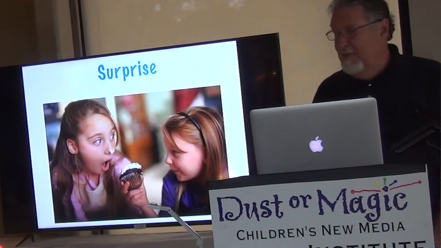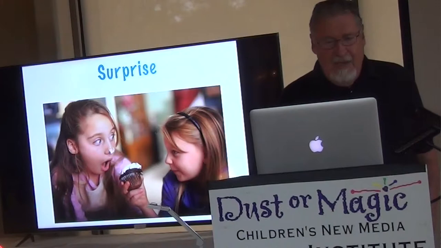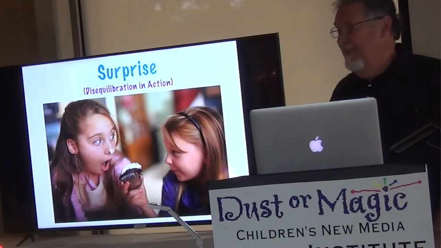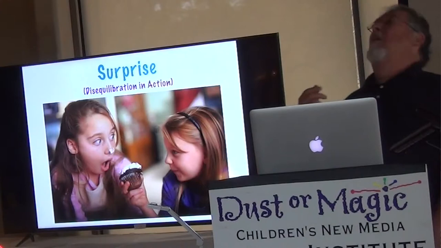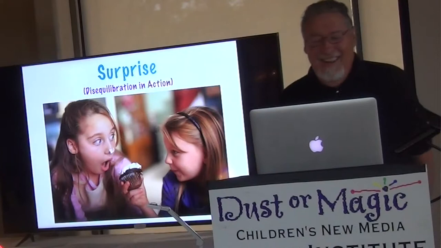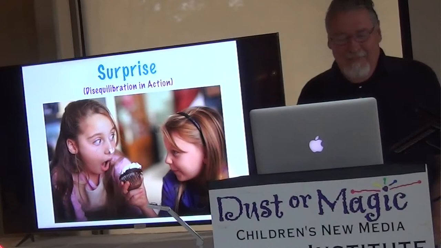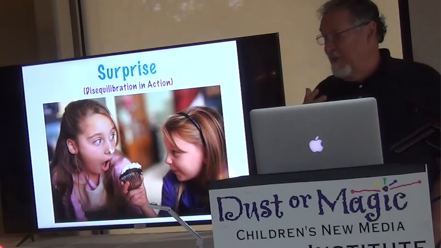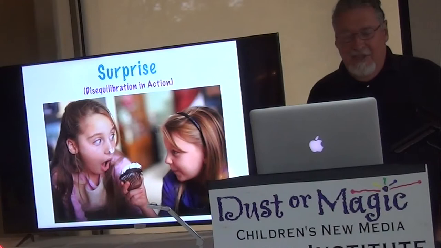Surprise is disequilibration in action: disequilibration, assimilation, accommodation, equilibration. It's that process, and kids are going through it all the time. You don't think that you like to be thrown off center, but actually that's really where the learning is from, when we're pushed out of our comfort zone. So for me, I've been using surprise for years. So how do we create surprise?